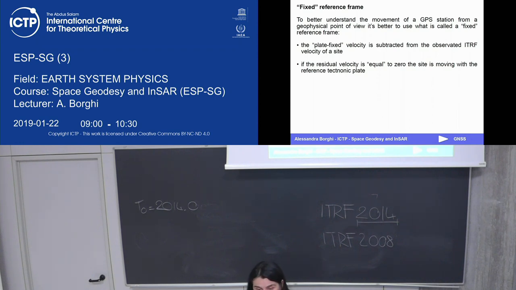We are going to check the coordinates with respect to a fixed reference frame. So if you read a paper, for instance about California, in the USA, you often see these are the velocities with respect to fixed North America, because the North American part of the United States is more stable. So it's interesting to see the relative velocity of this point with respect to the north part of America.